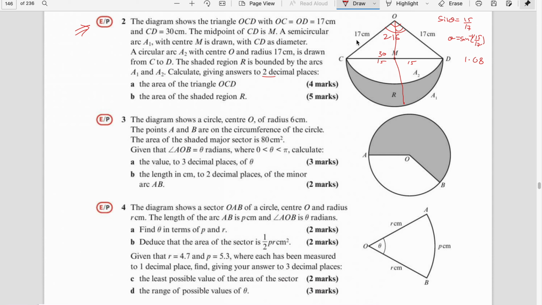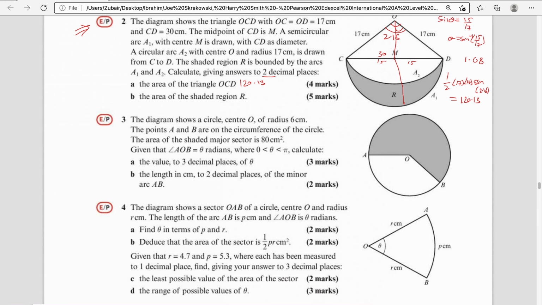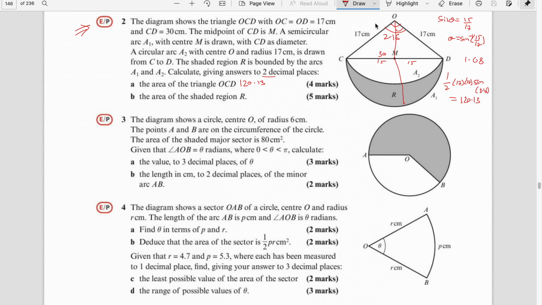Having said that, the area should be 1 by 2 ab sine C, which is 2.16. So 0.5 into 17 into 17 into sine of 2.16, that is 120.13. So 120.13. Now, the area of the shaded region, yes, is the area of shaded region R.